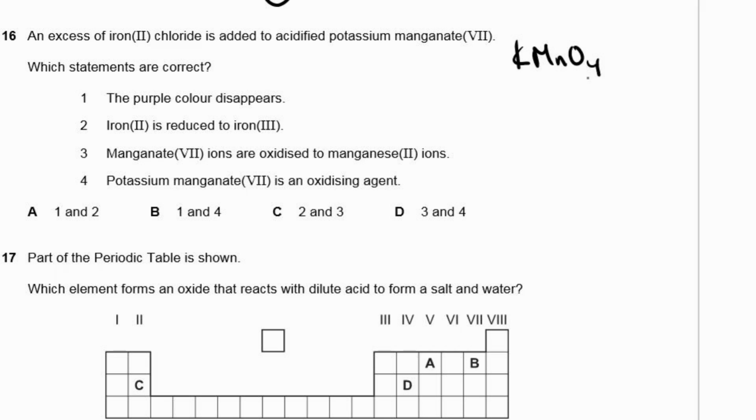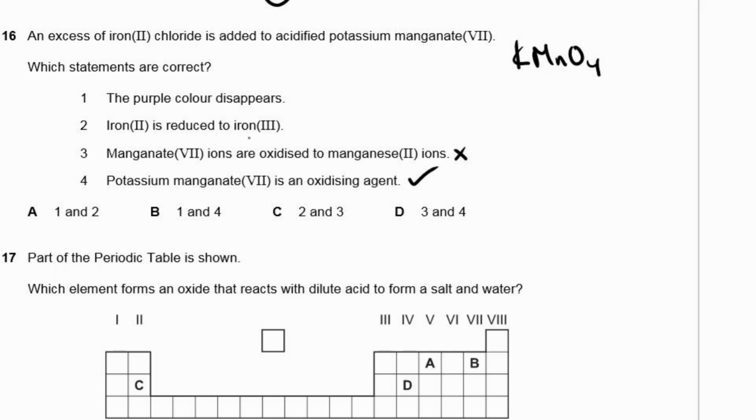KMnO4. It's an oxidizing agent. It definitely causes oxidation in other reactants. So it's definitely an oxidizing agent. So the manganate ions are oxidized to manganese ions? They're not oxidized. You don't add more oxygen to potassium manganate. It's pretty much as oxygenated as it gets.